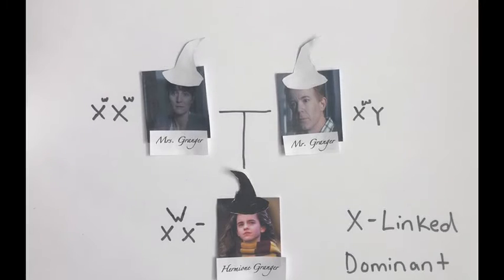We know that for this mode of inheritance, affected daughters must have an affected father or an affected mother, which is not the case here. So, Hermione cannot get her X big W allele, her X dominant allele, from either parent, making the X-linked dominant mode of inheritance inconsistent with this trait.